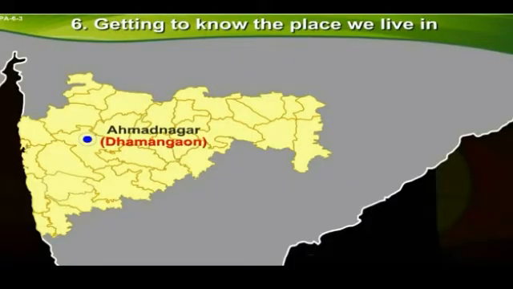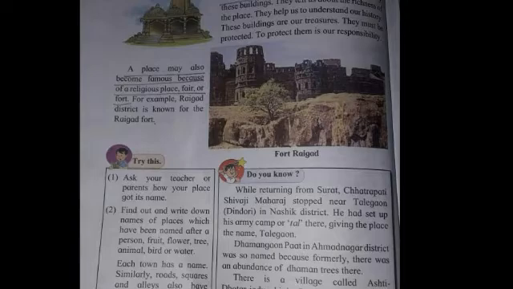Dhamangaon Path in Ahmednagar district was so named because formerly there was an abundance of Dhaman trees there. So children understood why Dhamangaon is famous. There is a village called Asti Dhotar Jodachi in Partur Taluka of Jalna district. Fine dhotar jodis of excellent quality were made there. This gave the village its name. So children, in Jalna district in Partur Taluka, nice dhotars were made. So it is famous there.